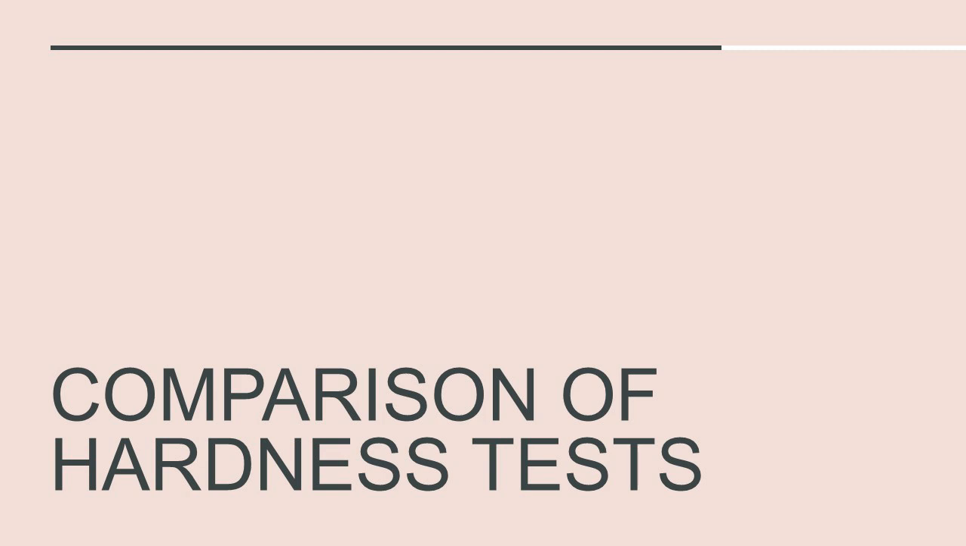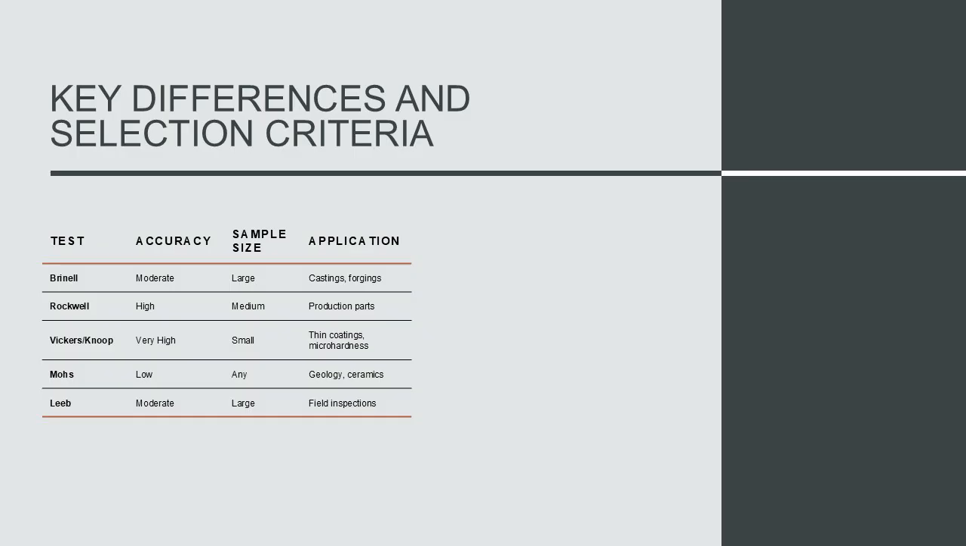Key differences and selection criteria. Let's see the comparison of hardness tests. Each hardness test has unique advantages and limitations. Brinell is suitable for large, coarse-grained materials but leaves large indentations. Rockwell is fast and widely used for production parts.